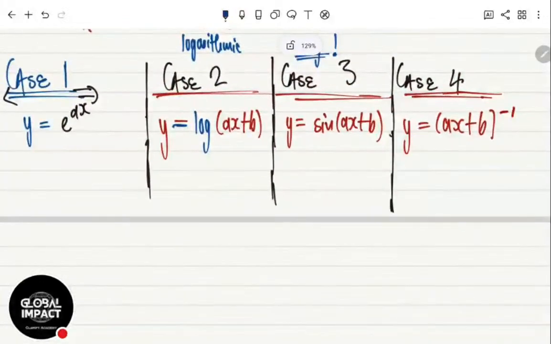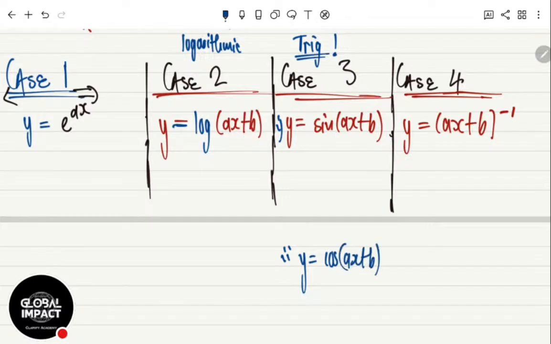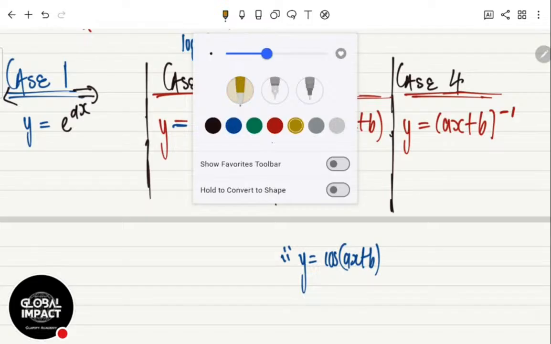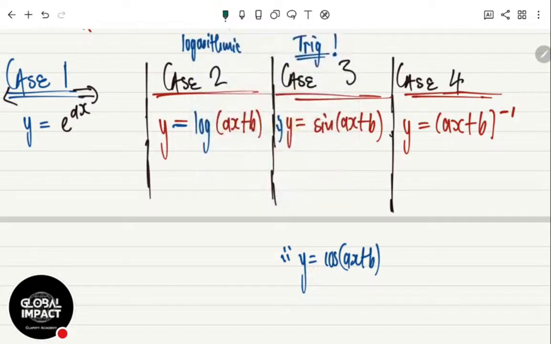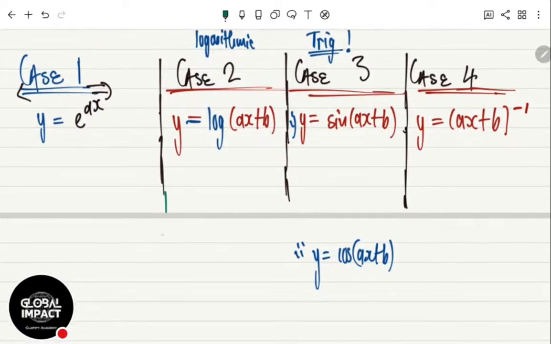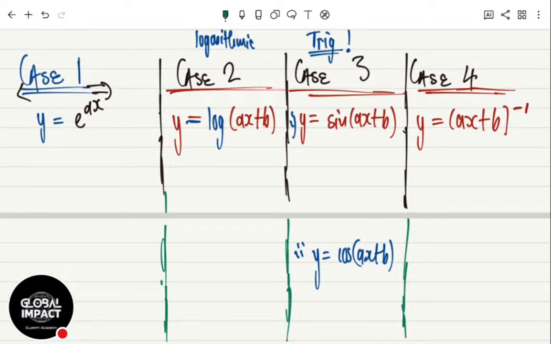And for our trig, you have sine. You can also have y is cos of ax plus b. We're going to see it a little bit later. So let's see, how do we get the nth derivative for each of these? It's easy to remember or cram the formula, but let's quickly see how we're going to get the nth derivative. This is the beginning of nth derivatives. You have 4 types of functions that you must know how we generate their formulas, how we generate the nth derivative.